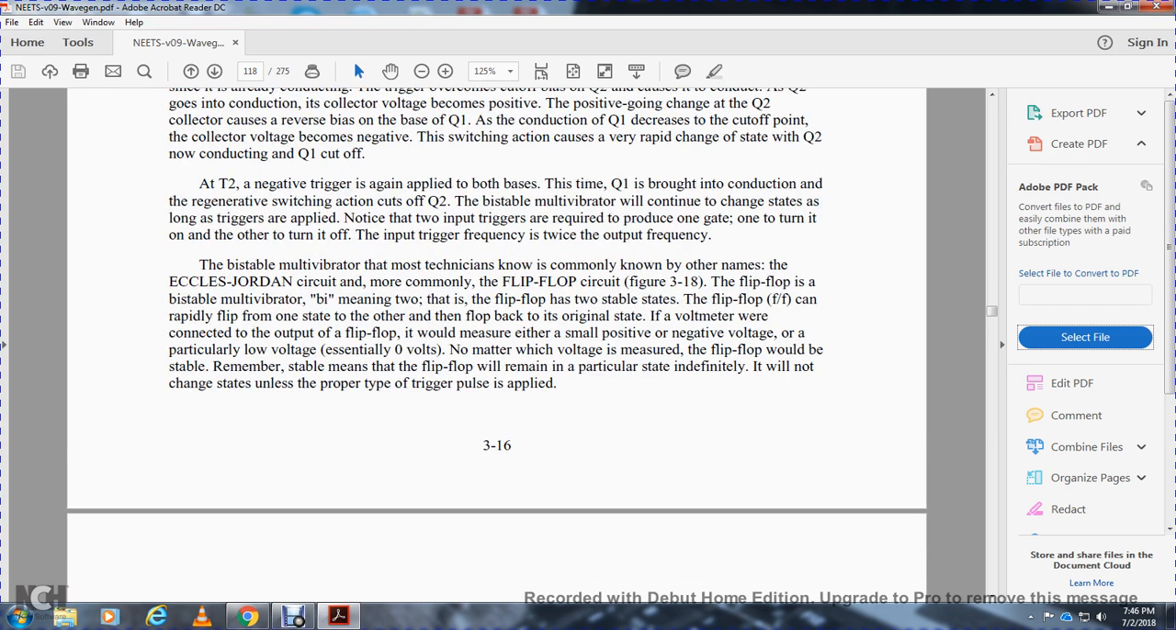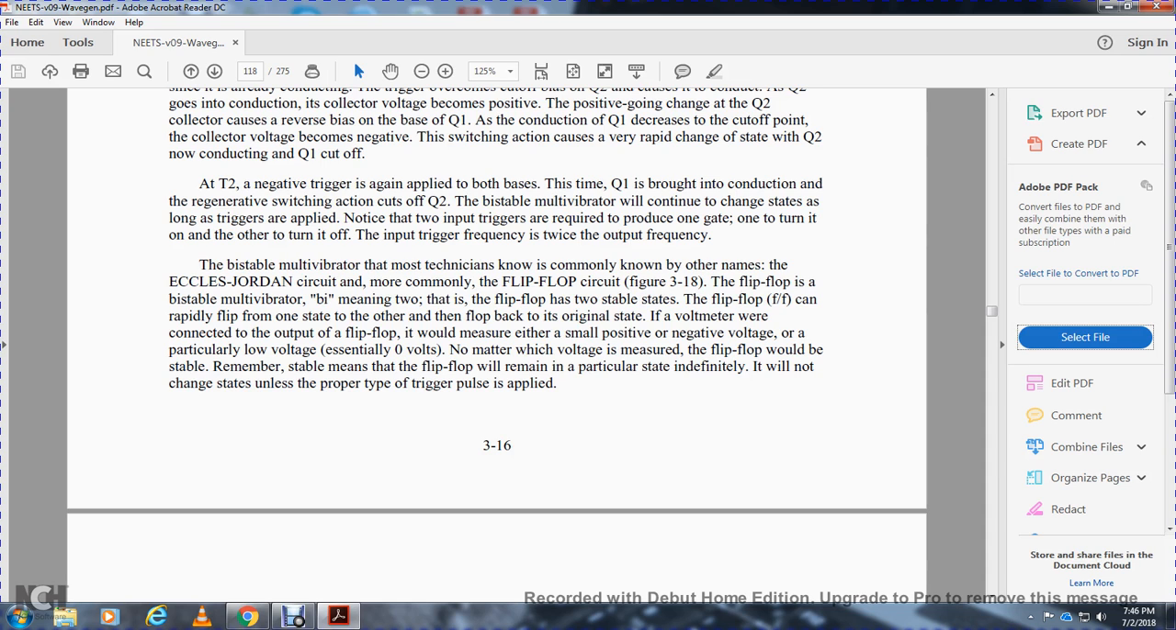Regarding the bistable multivibrator, most technicians should know the other commonly used names, such as the Eccles-Jordan circuit, more commonly known as the flip-flop circuit. The flip-flop is a bistable multivibrator, meaning it has two stable states. The flip-flop can rapidly flip from one state to the other, and flop back to the original state.